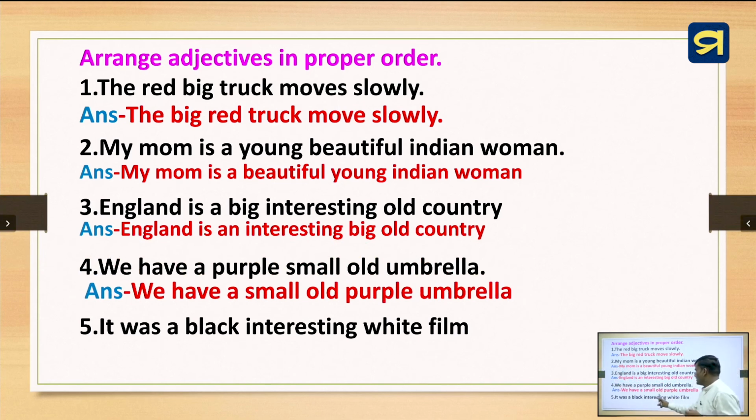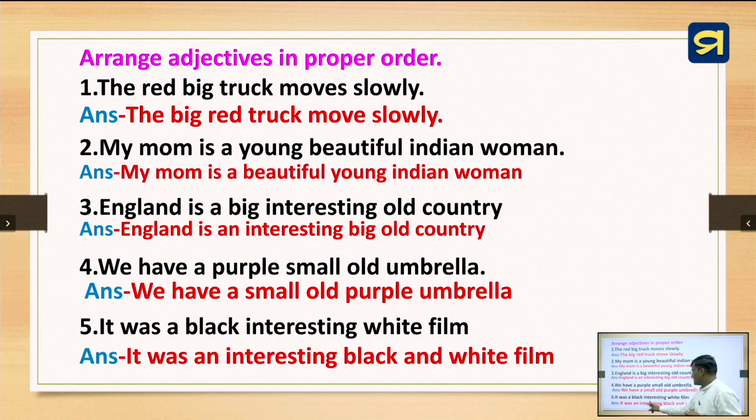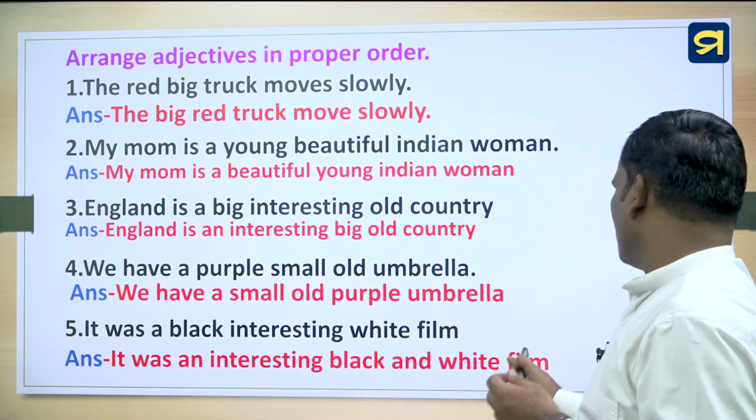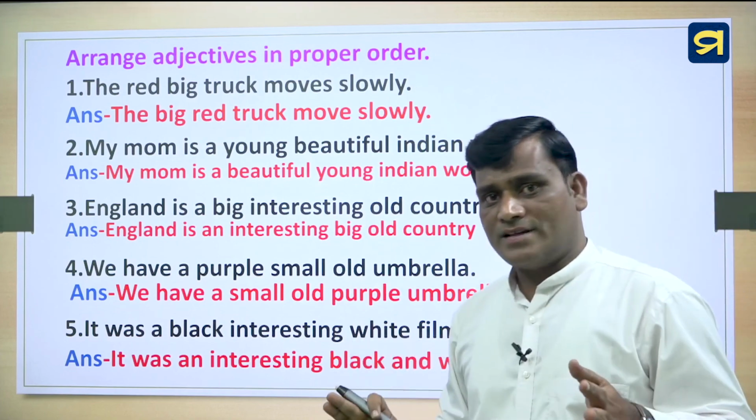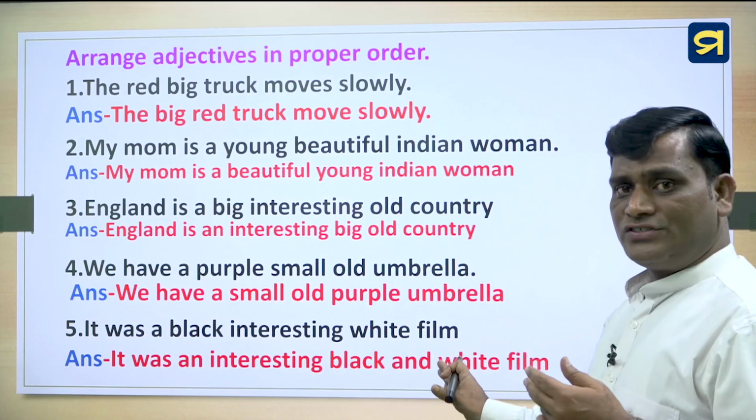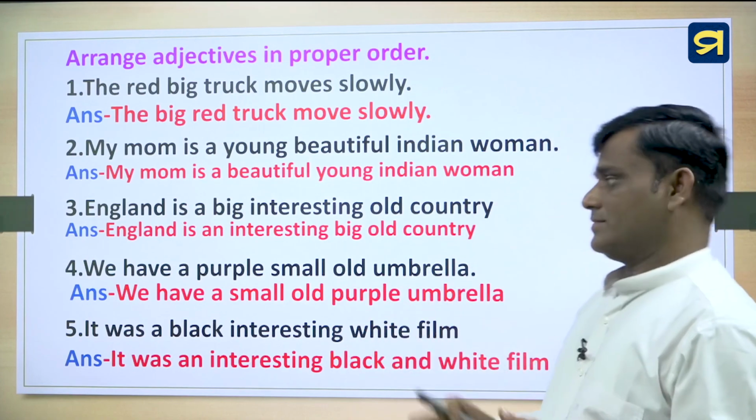It was a black, interesting white film. Black is an adjective, interesting is an adjective, and white. These are two color adjectives, but here interesting is an opinion adjective. And previously I told you if two colors are there, "and" must be used. And interesting, opinion, always comes first. So what will be the answer? Now check your answers: it was an interesting black and white film. Understand? These are the questions on the order of adjectives.